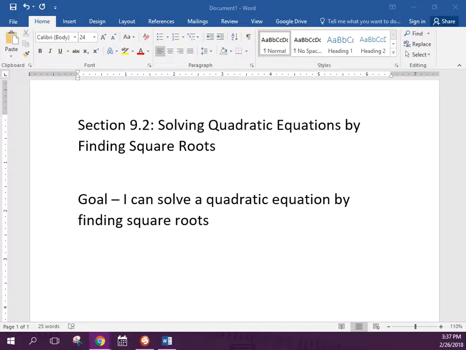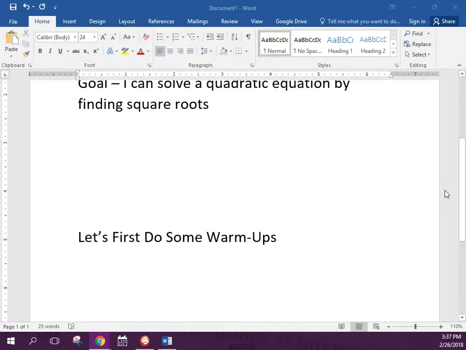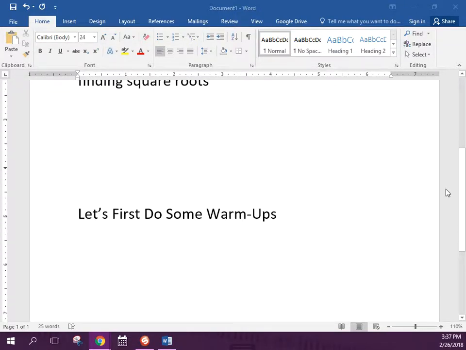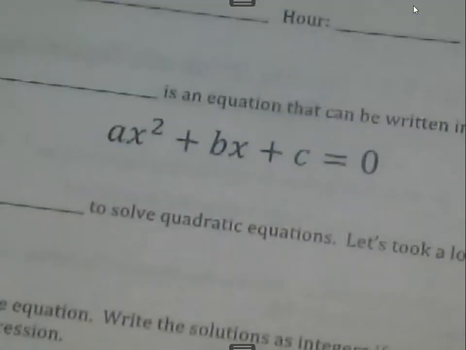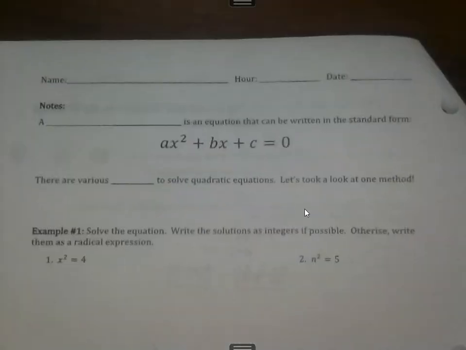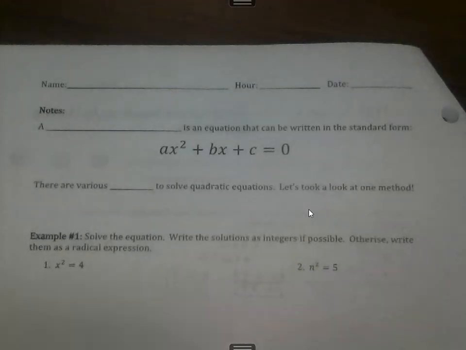Today, what we're doing is section 9.2, solving quadratic equations by finding square roots. And the goal is I can solve quadratic equations by finding square roots. First, let's do some warm-ups. All right, on to the notes.